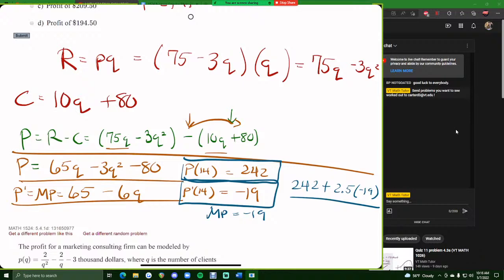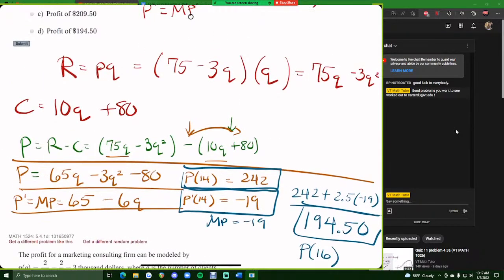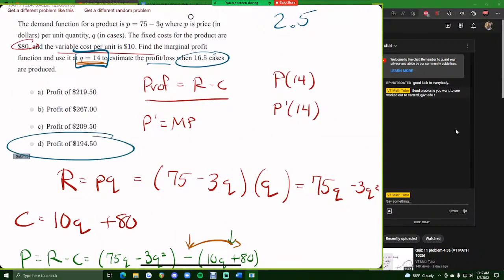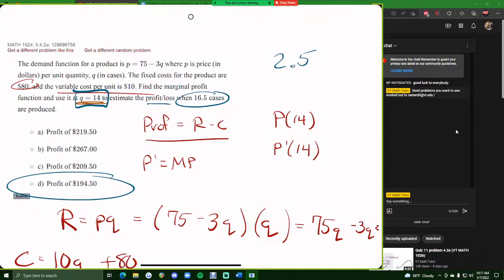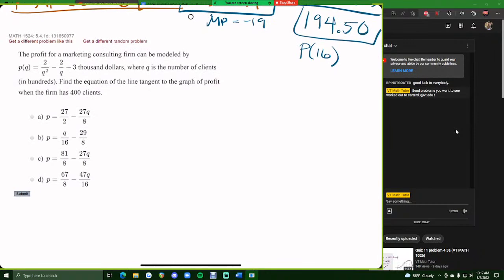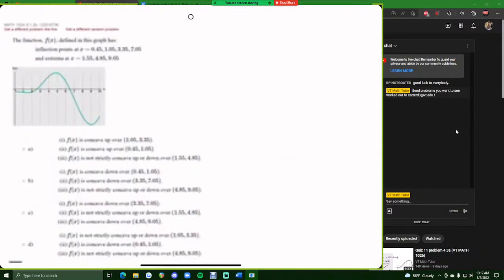So if we calculate 242 plus 2.5 times negative 19, it gives us 194.5. And that should be the profit estimate at 16.5 by using the profit information and marginal profit information at 14. 194.5 should be our estimated profit. Hope that process makes sense. Let's move on to the next one. Actually, I might start skipping around here. Do some important ones. So this one, let's go and do it.